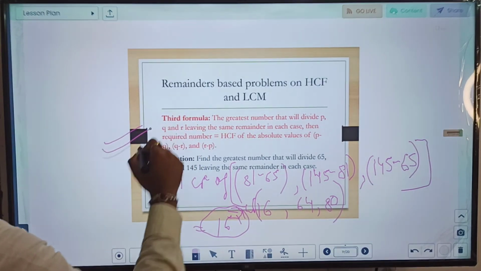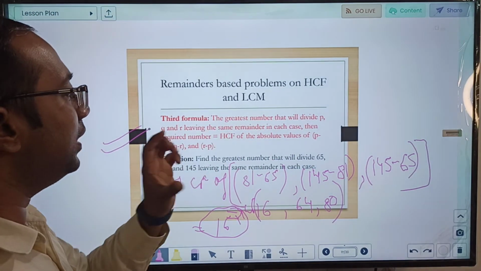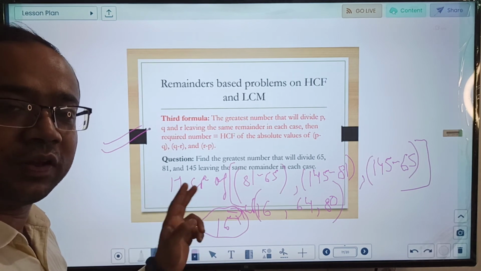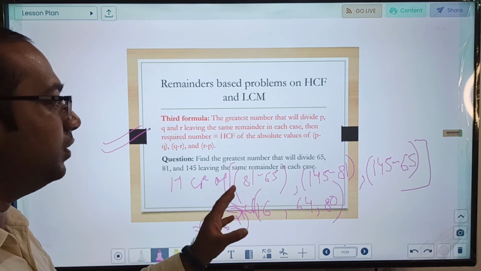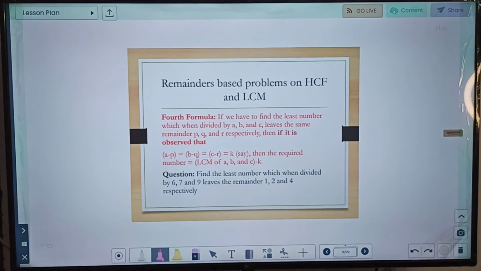So let us revisit. The greatest number which will divide three numbers with the same remainder, but we don't know that remainder. In that case, take the differences between those numbers, 3 differences, and find the HCF. That is the answer.